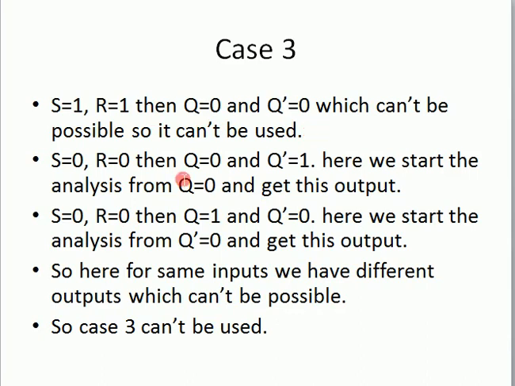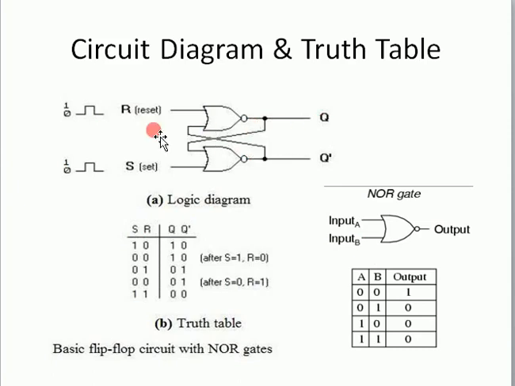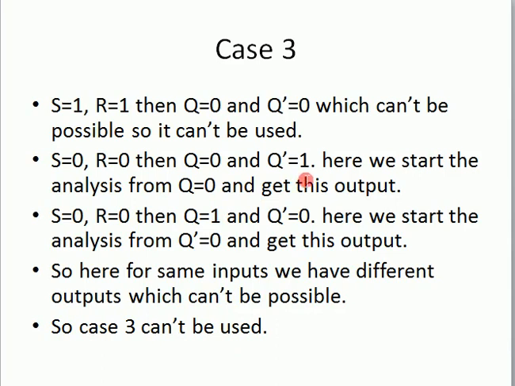Now taking this, we see when S is equal to 0 and R is equal to 0, what will be the output? So now R is equal to 0 and S is equal to 0. Let's start from here, that Q is equal to 0. So when this comes here, 0 0 is equal to 1, so Q complement is equal to 1, and this one comes here, so 0 1 is equal to 0, so Q is equal to 0 and Q complement is equal to 1.